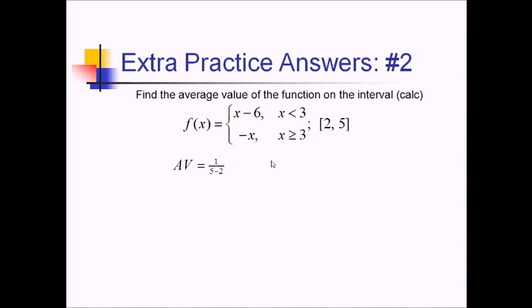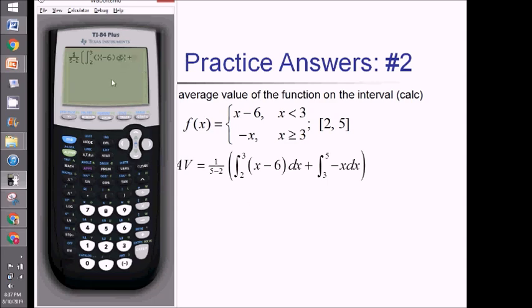So I have one integral for this first rule from 2 to 3, so that's going to be x minus 6 for the integrand with the dx. Plus, I need an integral from 3 to 5 for this second rule, so 3 to 5 of negative x dx. And now it's time for the calculator.